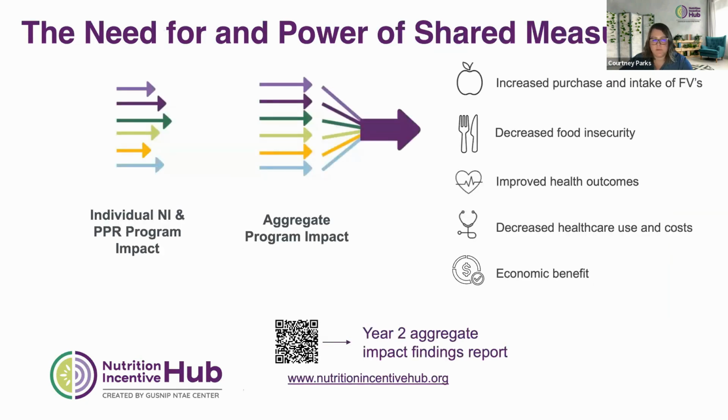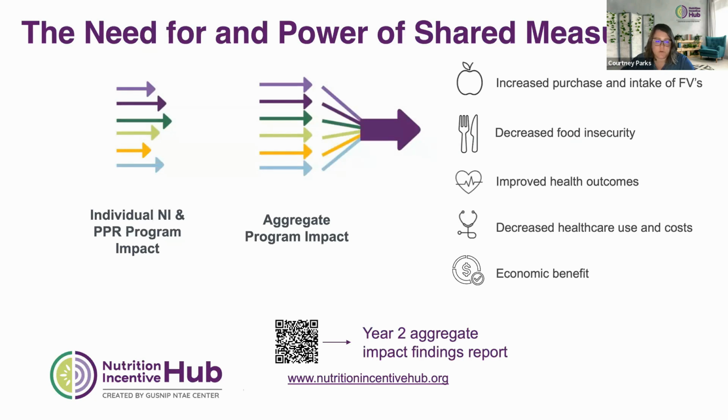As the GusNIP NTAE, our main charge has been establishing and implementing shared measures across these programs. Having shared measures across GusNIP grantees has been a leap forward for our ability to speak to the impact of these programs. We have been able to demonstrate that participation is related to increased fruit and vegetable consumption, improved food security, and millions of dollars added to local economies and economic impact across the country.